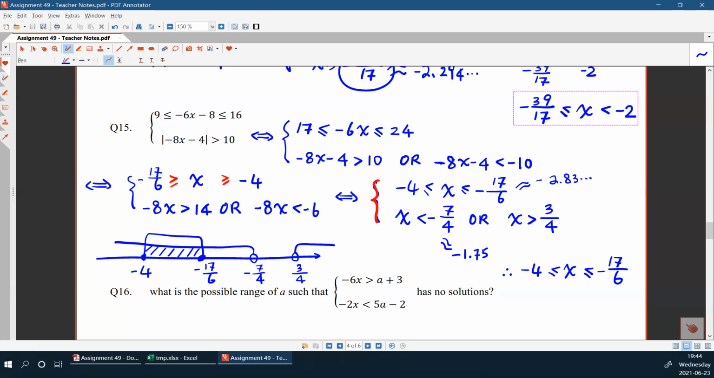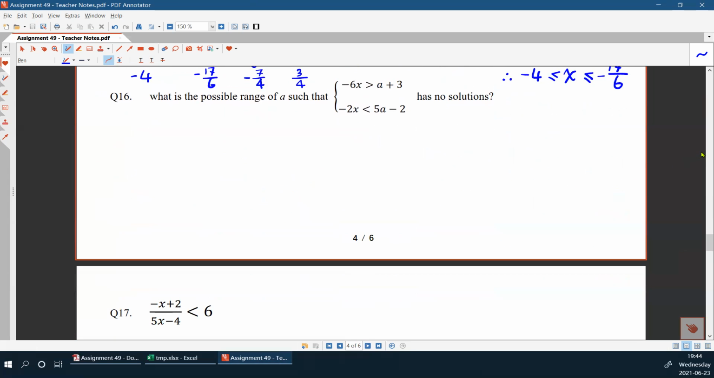No? Okay, let's see the next one. Question 16. What is the possible range of a such that the system of these two inequalities has no solutions? Okay, so by solving this system, we can get that x should be smaller than a number and larger than another number, right? If these two numbers have this relative position, there is no solutions, right? That means if the upper limit is smaller than the lower limit, there is no solutions. So let's see if we can achieve this.